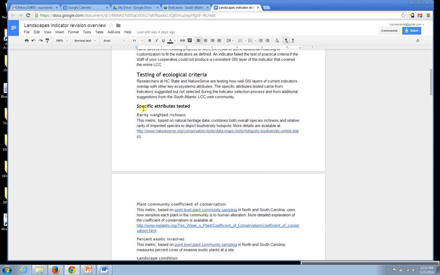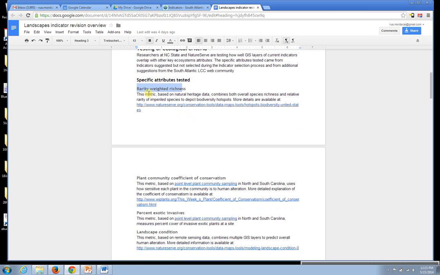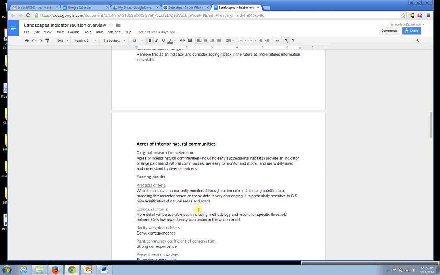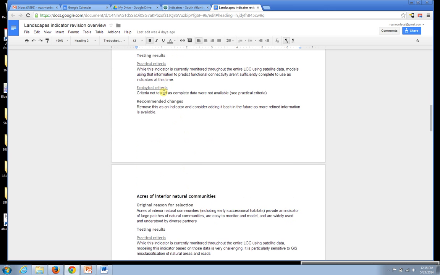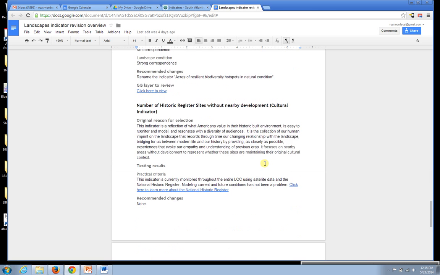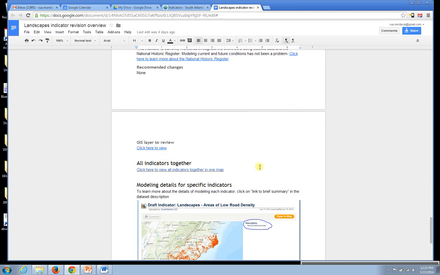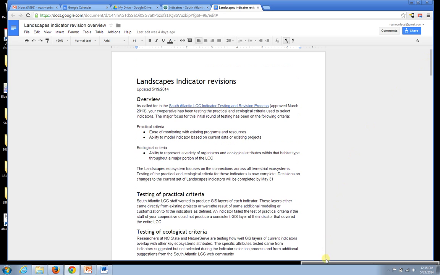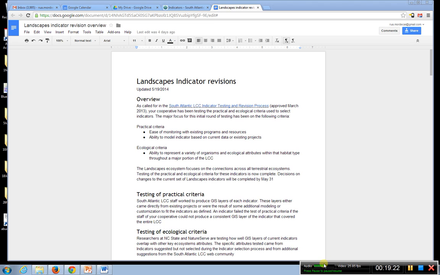Here are the details I promised about what attributes were tested in the ecological criteria: rarity weighted richness, exotic invasives, and a little information on the practical and the ecological criteria results. Be sure to take a look over this, and take a look at some of the GIS layers if you want to review those as well, to see what these look like geospatially. And so that's about it. Looking forward to the call, and looking forward to talking with you soon.